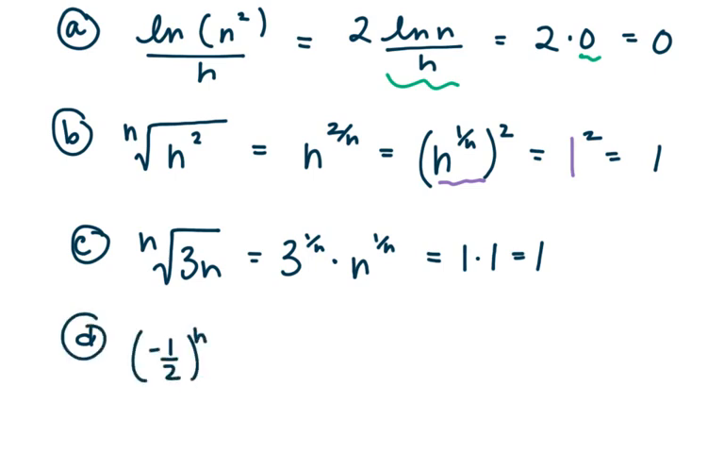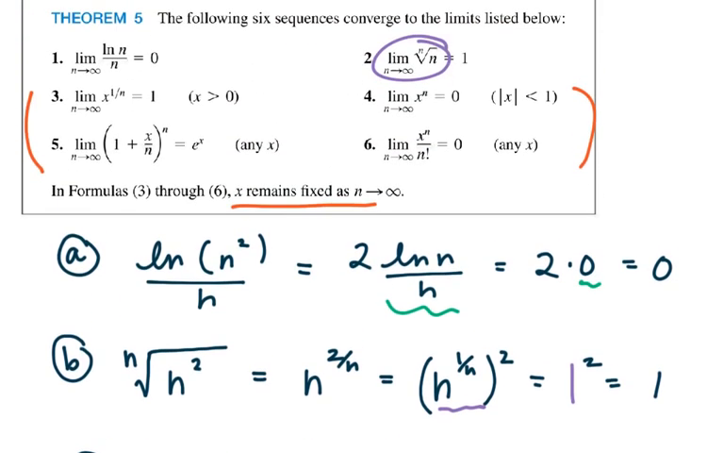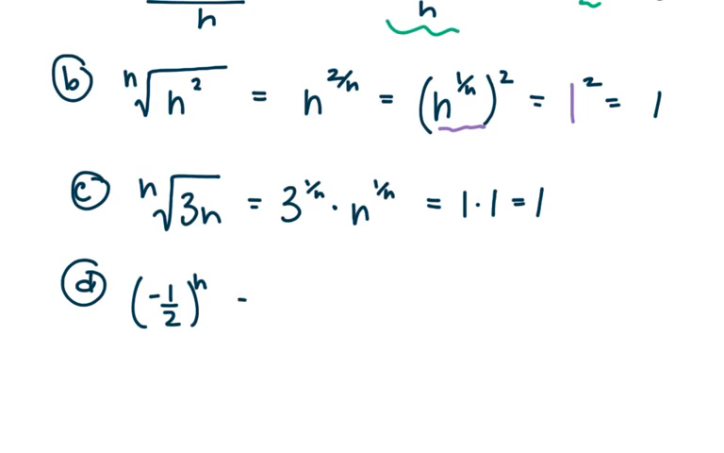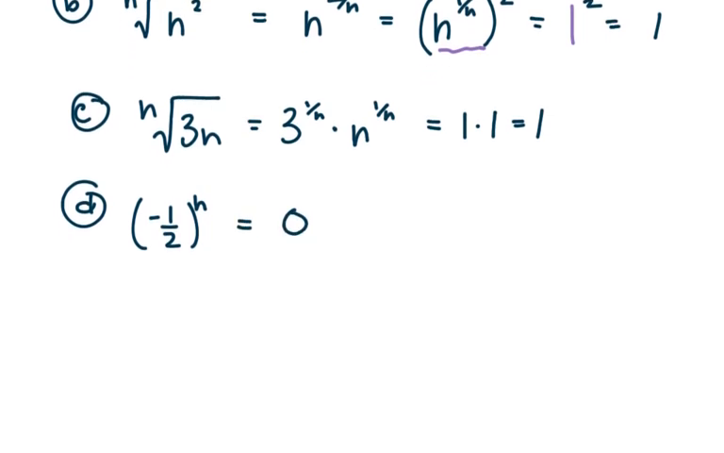Negative 1/2 n. Well, that is like formula 4 from up above. So as long as it's a fraction, it could be negative, but it has to be fractional. We can say that that's going to approach 0.